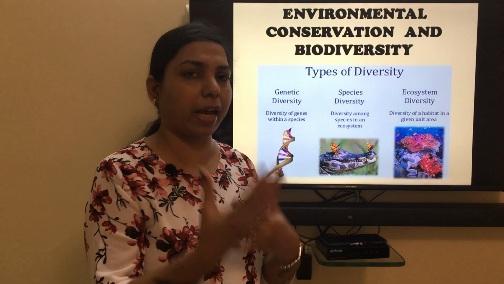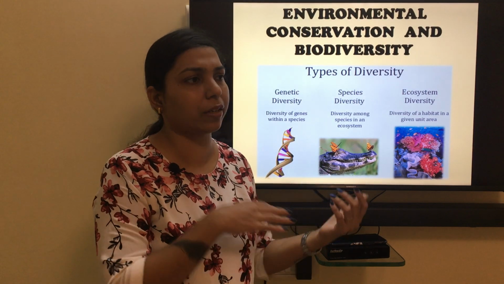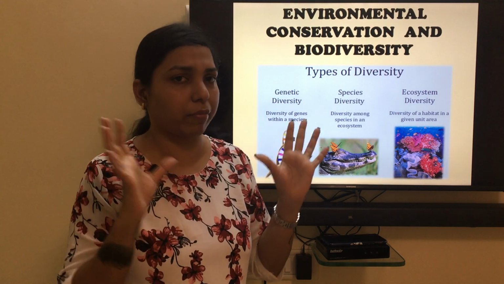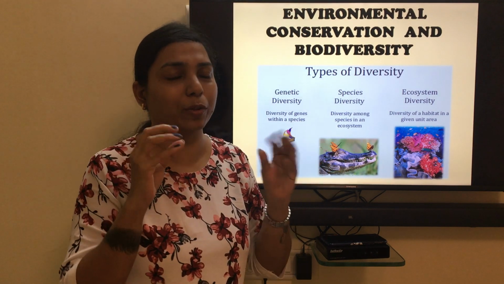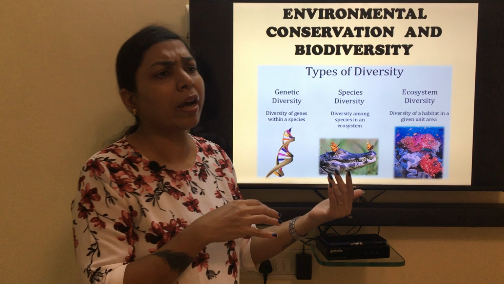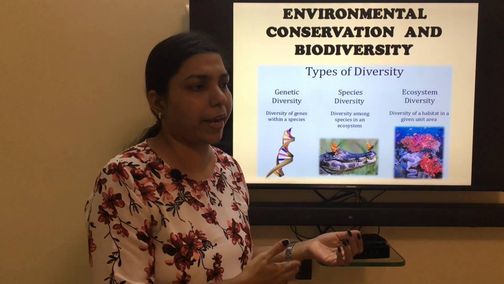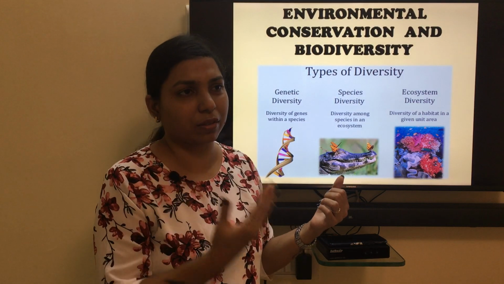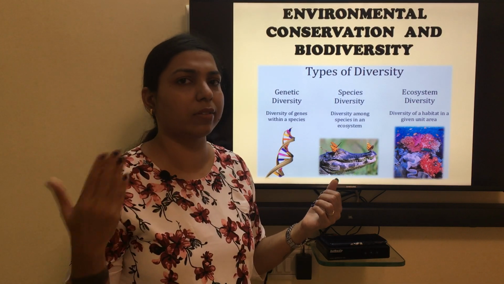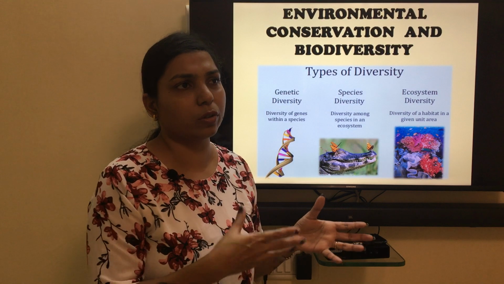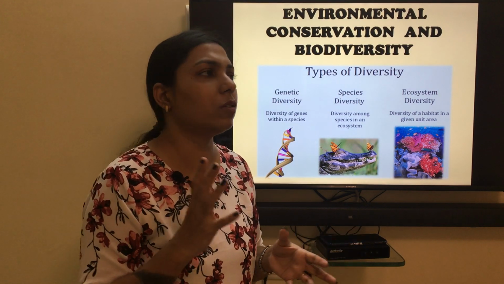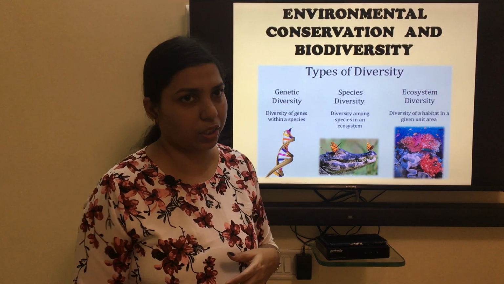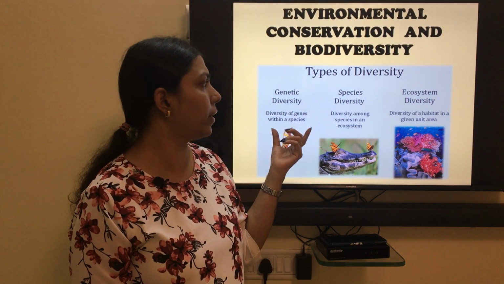We have males, we have females, we have people who are white, who are brown, who are black. We have people whose eyes are small, whose eyes are big. You have people with black eyes, with green eyes, with brown eyes, with gray eyes. So you have different variations. This happens basically because of differences in the genes. So that is genetic diversity.